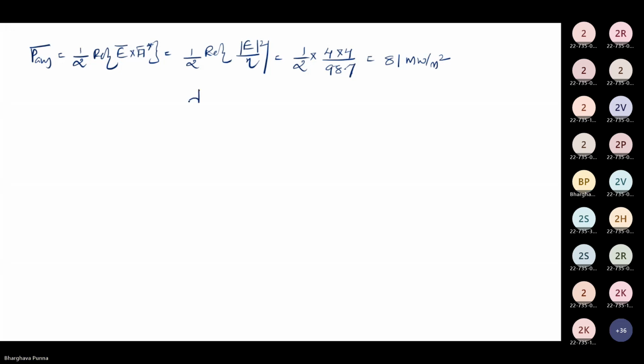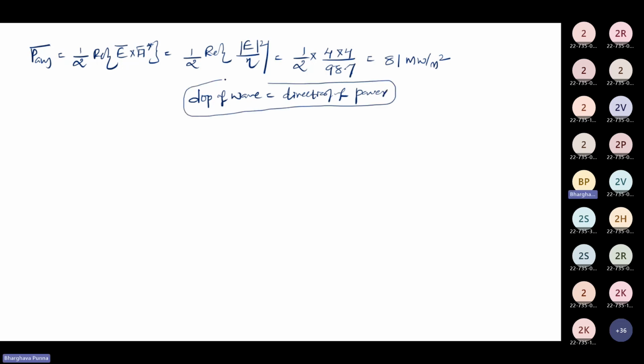Remember that: direction of propagation of wave is equal to direction of power density or power. So they have given beta x, I think. So 0.8x means it is in the x cap direction. Okay, this is the thing. Now we are required to calculate average power.